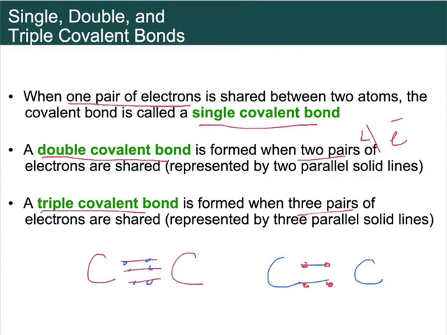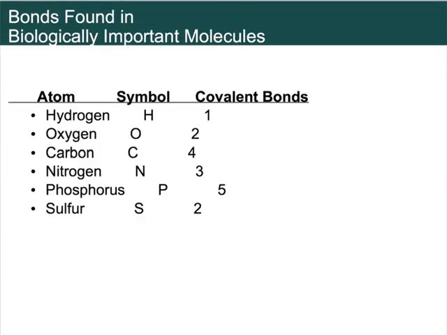It's tricky to remember that double bonds aren't made of 2 electrons, they're made out of 4 electrons, or 2 pairs of electrons. People mess up pretty often. Here's something you should definitely pause this and write into your notes: the number of covalent bonds that different things are capable of making. So hydrogen can make 1 covalent bond, oxygen 2, carbon 4, nitrogen 3, phosphorus 5.